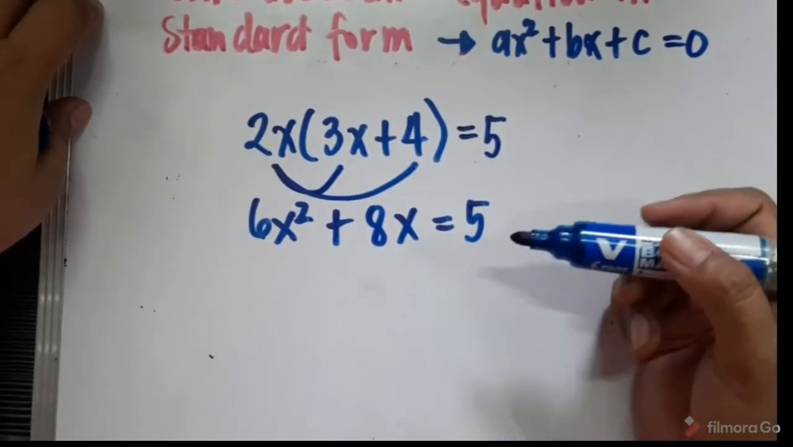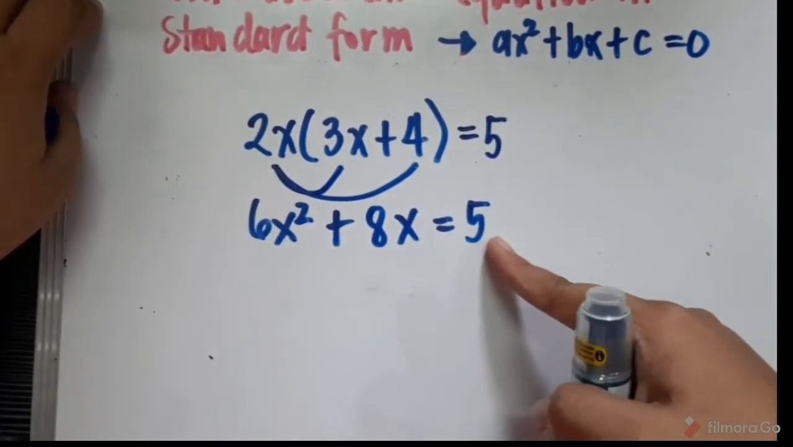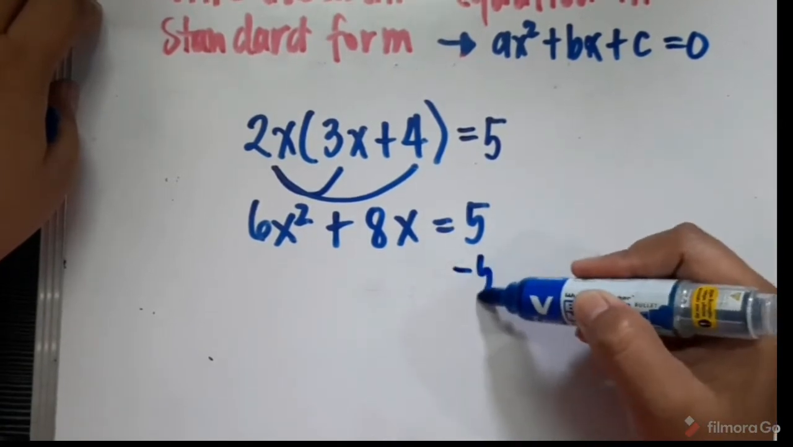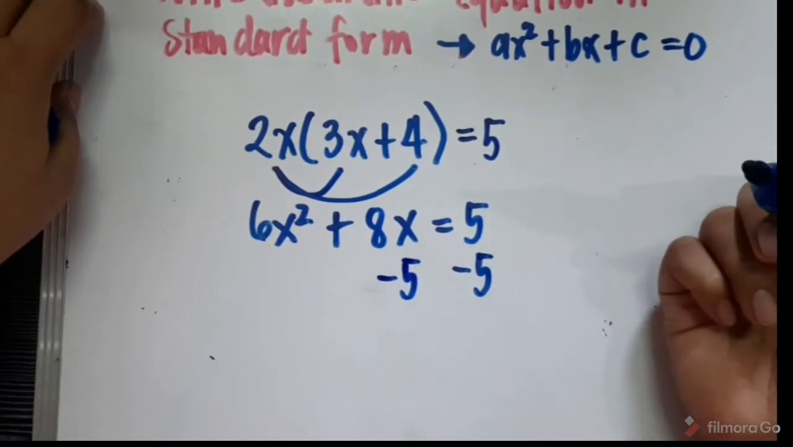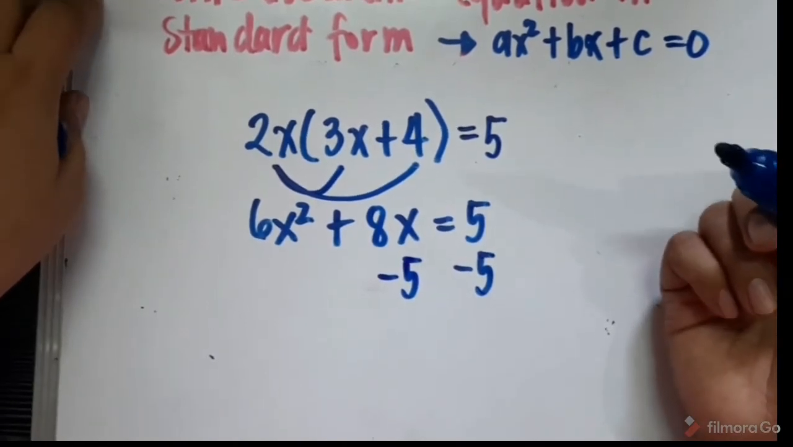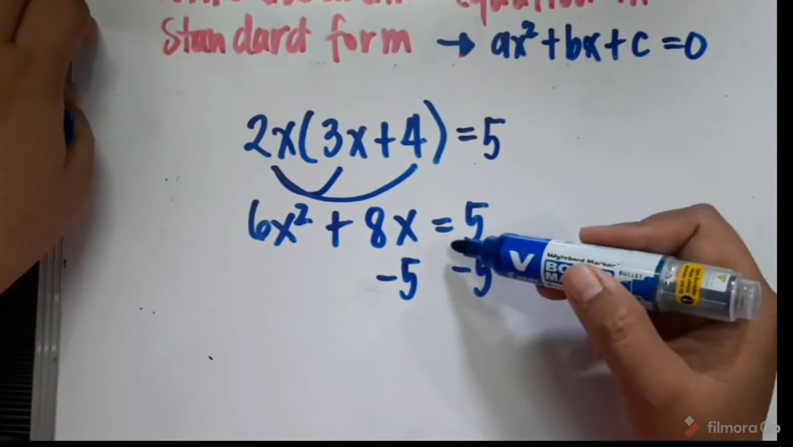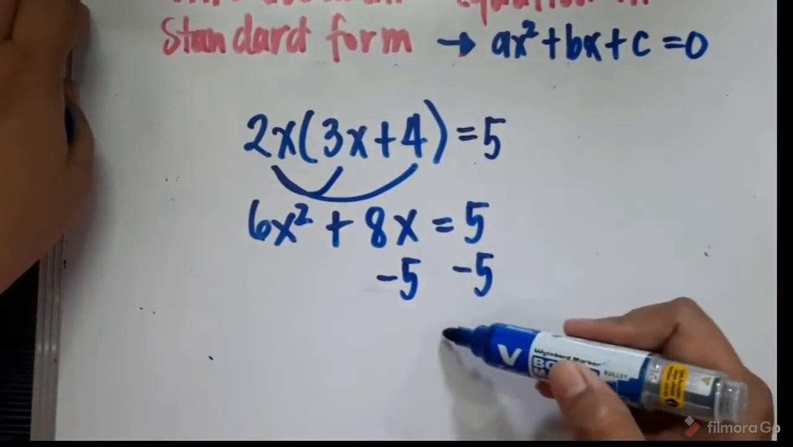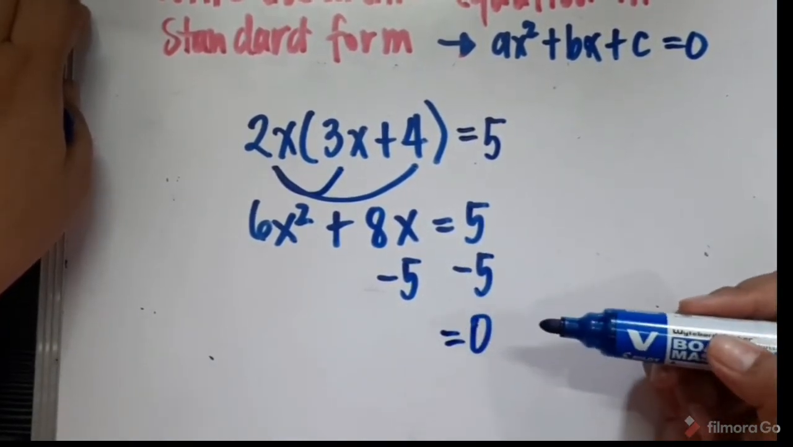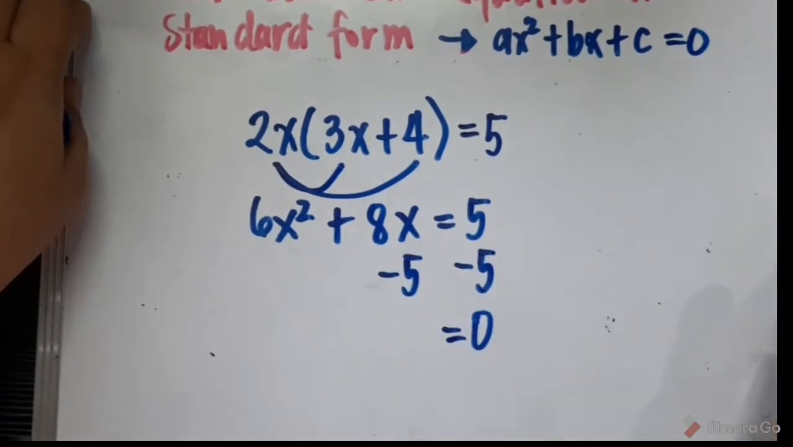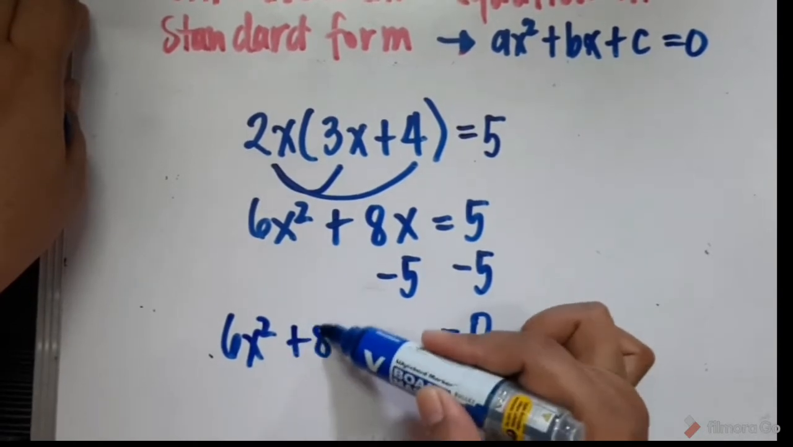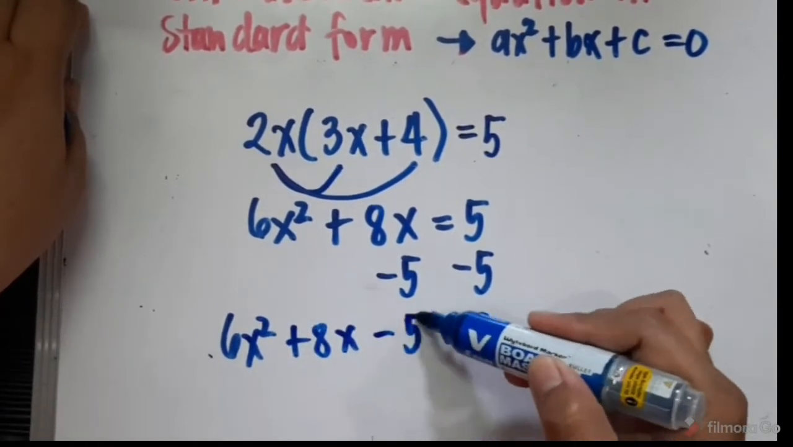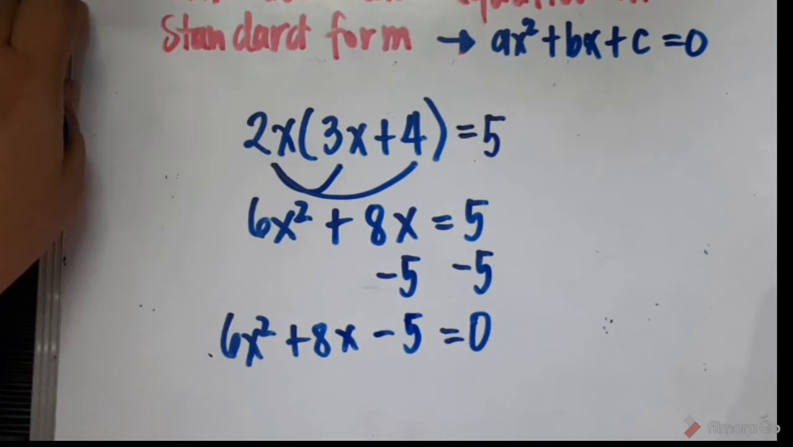So, what is the additive inverse of positive 5? That would be negative 5. Remember to add it to both sides of the equation to make it equal or balanced. So, now we add positive 5 and negative 5. So, the answer is 0. And then we rewrite the left-hand side of the equation, 6x squared plus 8x minus 5 is equal to 0. Now, it is already written in standard form.